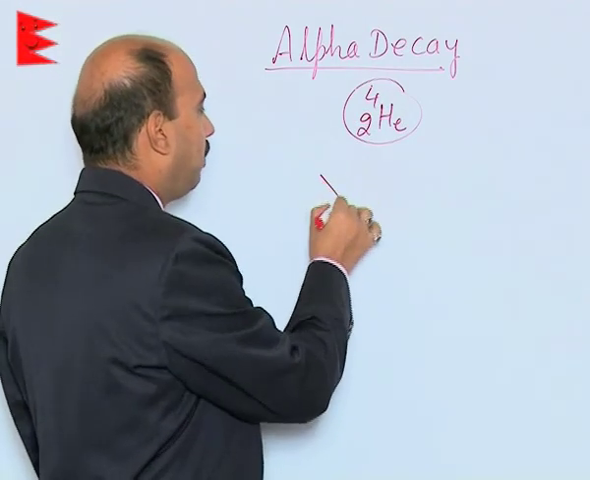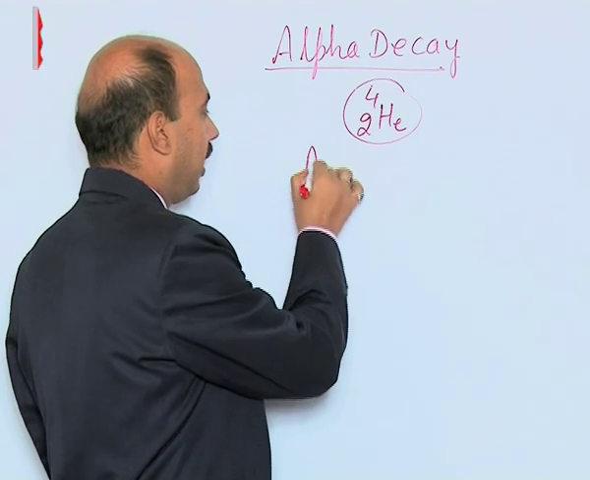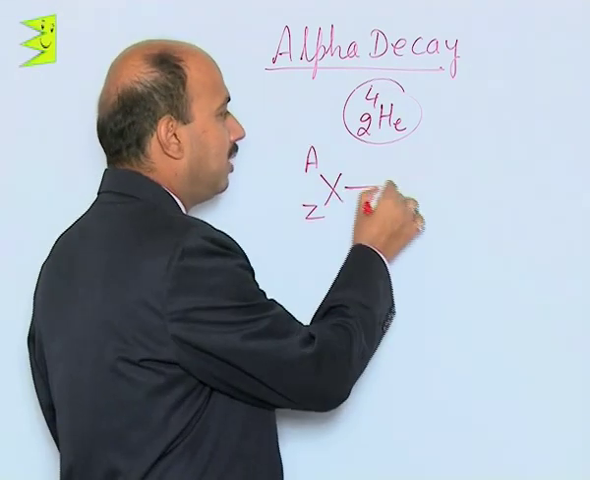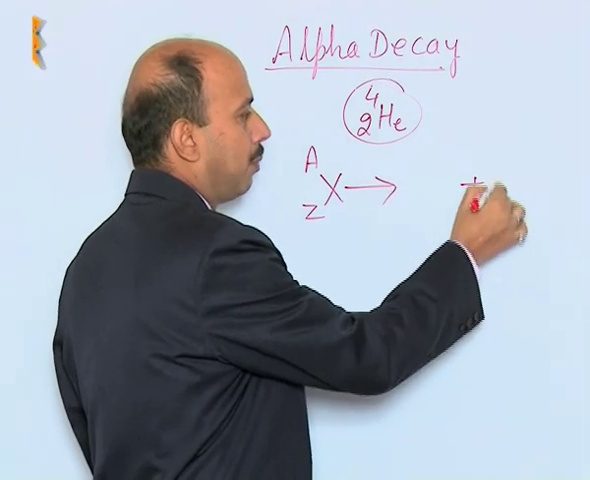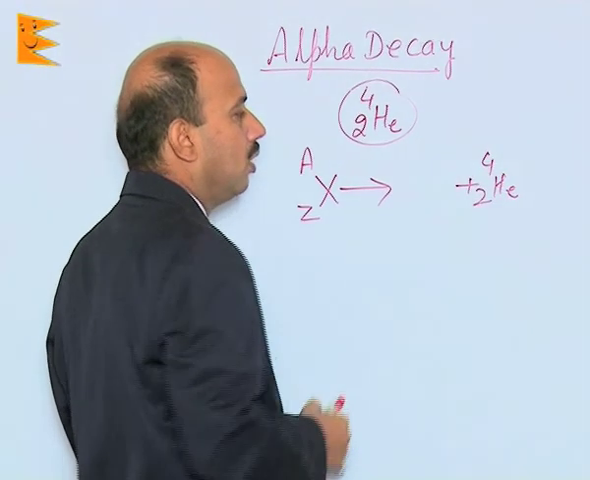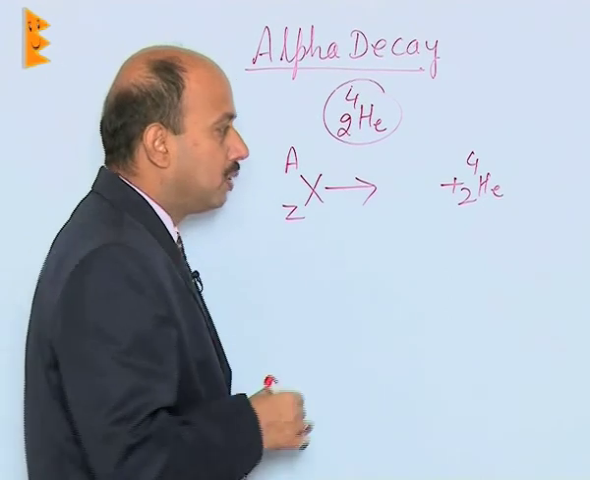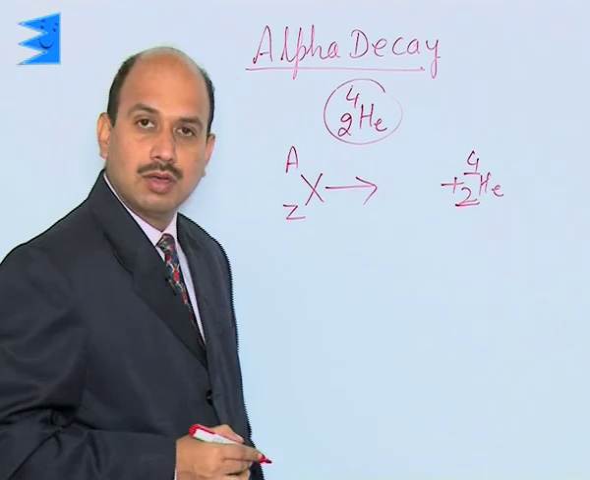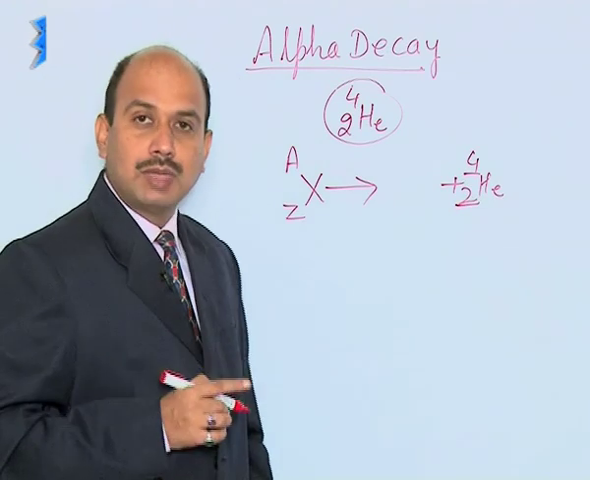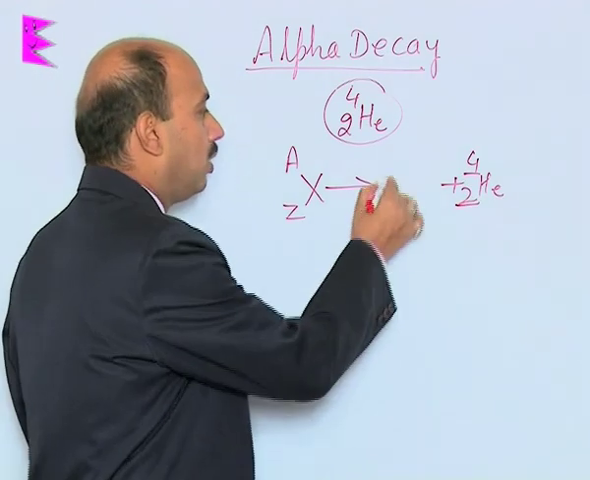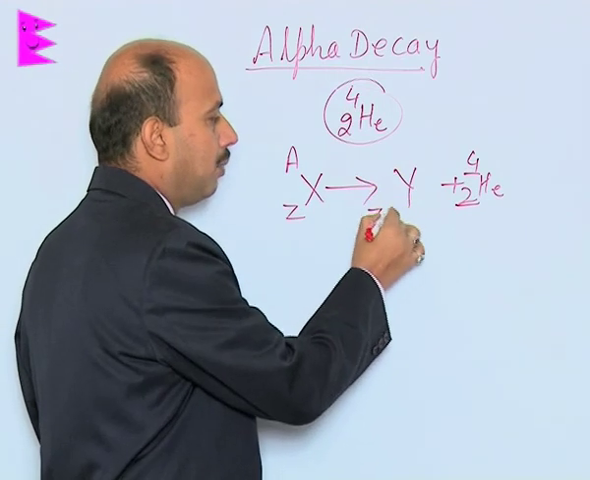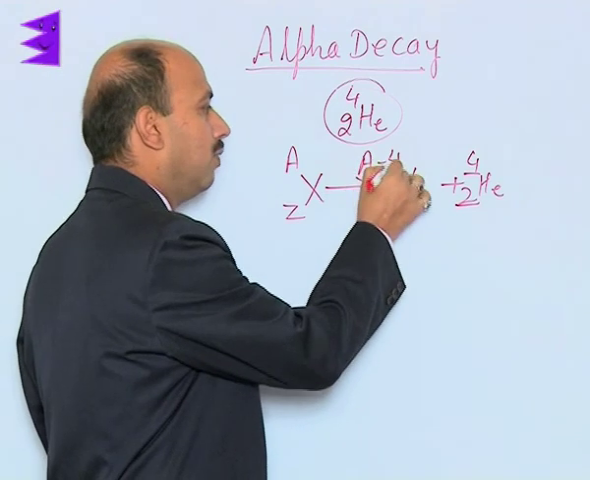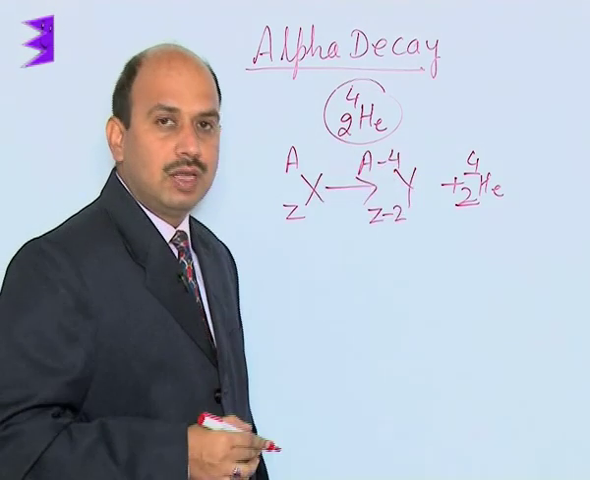Now if you take any element Z, X, A, this is called the parent nucleus, and when it disintegrates and produces an alpha particle, that is 2He4, a new element is formed, because the 2 and 4 have gone to this side. Whatever new nucleus is formed is called the daughter nucleus, and the daughter nucleus has atomic number reduced by 2 and mass number less by 4. So this is actually alpha decay.